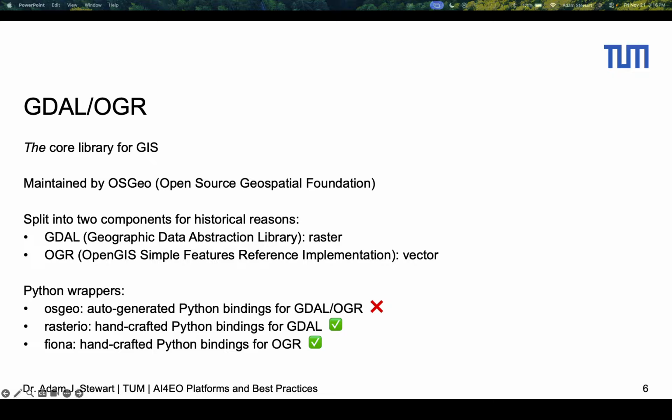GDAL has been around for forever. It's written mostly in C++. I think there's a little bit of Python and C in there. And for the longest time, that's all we really had. So you would run this tool usually from the command line or in some sort of C++ program. And it was not always easy to work with.